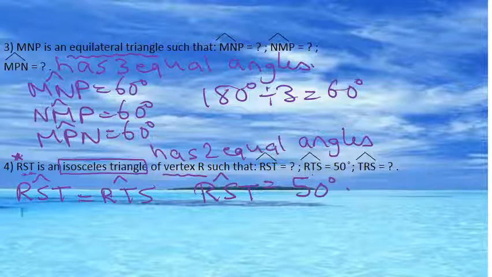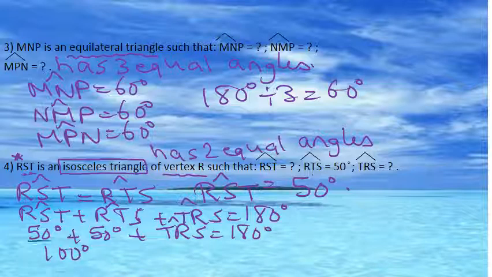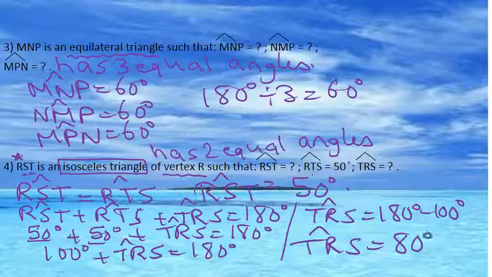Now we start with the sum of angles in a triangle: RST plus RTS plus TRS is equal to 180 degrees. Now we replace: RST is 50 degrees, RTS is 50 degrees, TRS is a missing angle, equal to 180 degrees. Now we add 50 degrees plus 50 degrees is 100 degrees plus angle TRS equal to 180 degrees. Then angle TRS is equal to 180 degrees minus 100 degrees. Then angle TRS will be equal to 80 degrees.